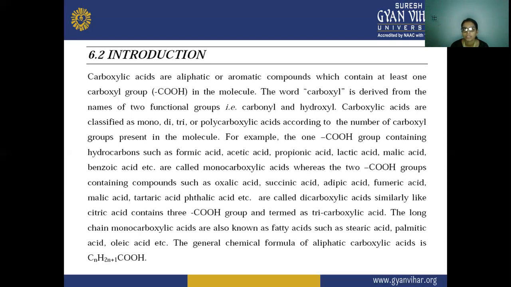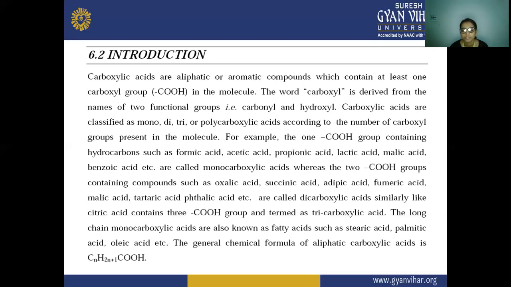So fatty acids are found in fat as well as oil. Here there are two types, the oils and the fats. The general chemical formula of the aliphatic carboxylic acid is CnH2n+1COOH. So this aliphatic carboxylic acid has the general formula CnH2n+1COOH, where n is a number.